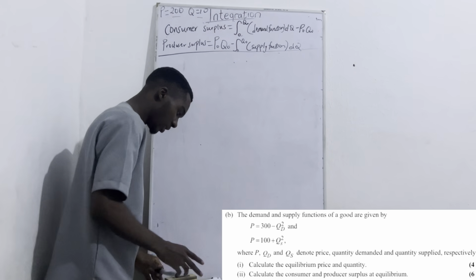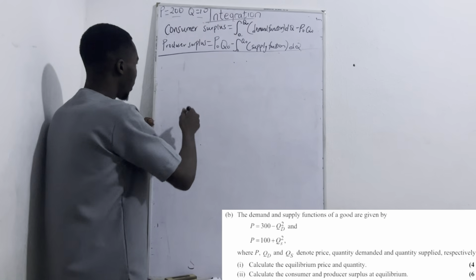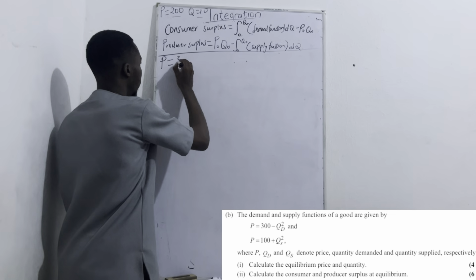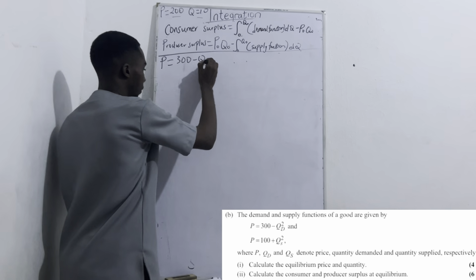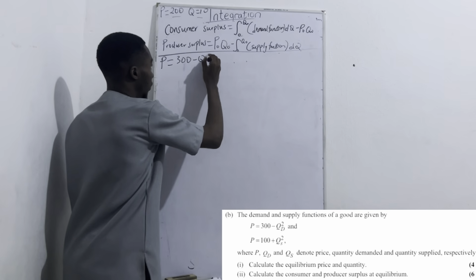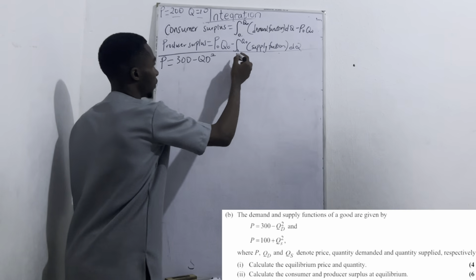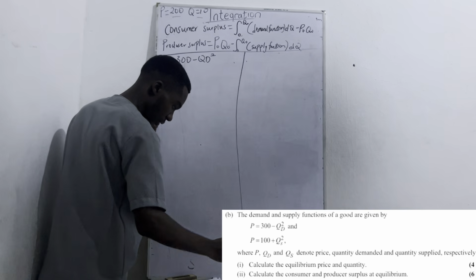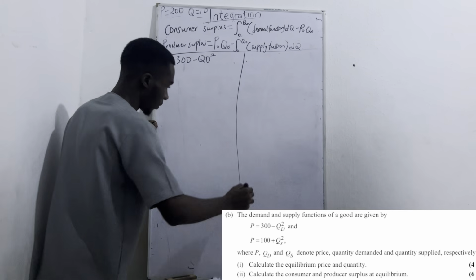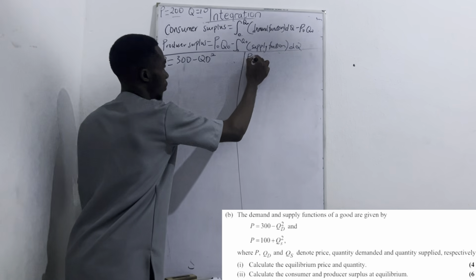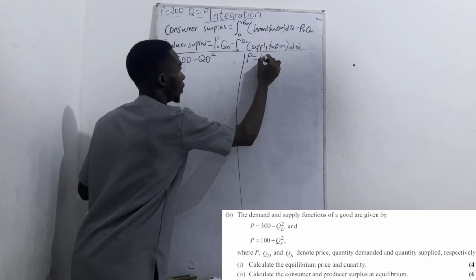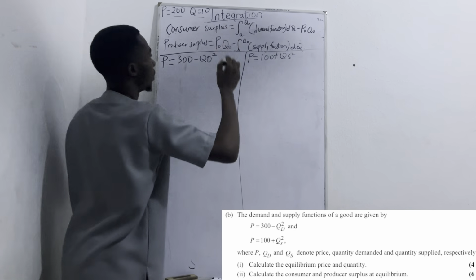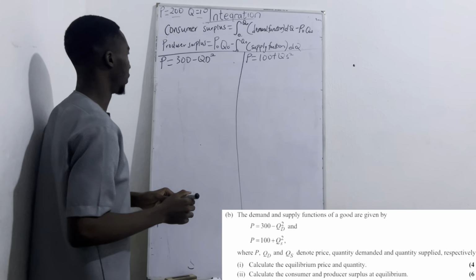So let's write the demand function in the question. In the question, the demand and supply functions of a good are given by, so let's write the demand function. P is equal to 300 minus QD squared. So that's the demand function. Then for the supply function, P is equal to 100 plus QS squared. So all this is in the question, you get it. I've not written any new information.